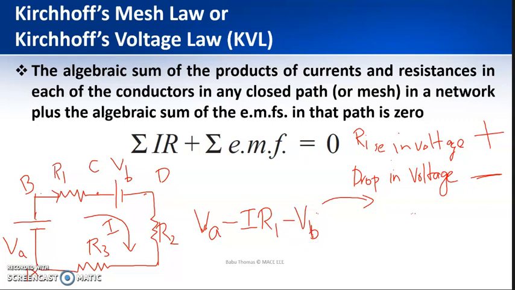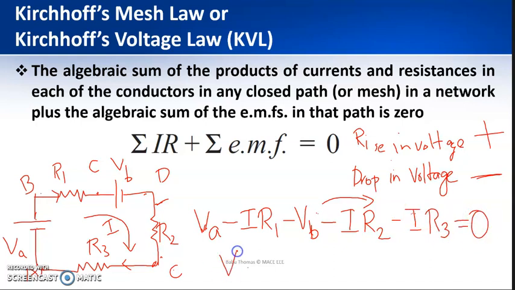Then coming to point D to C, again I am moving in the same direction of the current which I have assumed. So the potential at point D will be higher when compared to point C. So it is a drop in potential. So it is minus I into R2. Then from point C to point A, again I am moving in the same direction of the assumed direction of the current I. So point C will be at a higher potential when compared to the point A, and therefore it is a drop in potential. So it is minus I into R3. So this should be equal to 0.